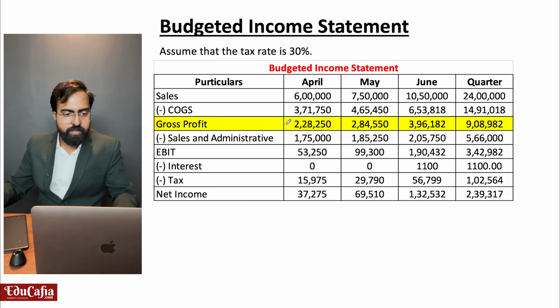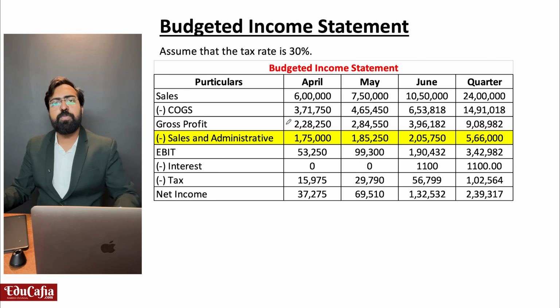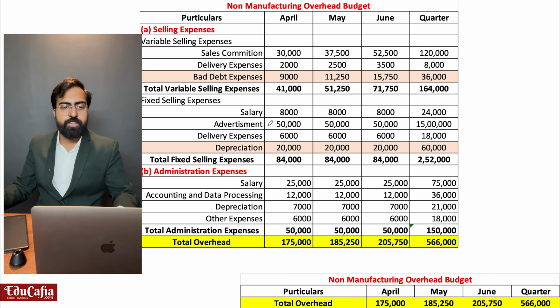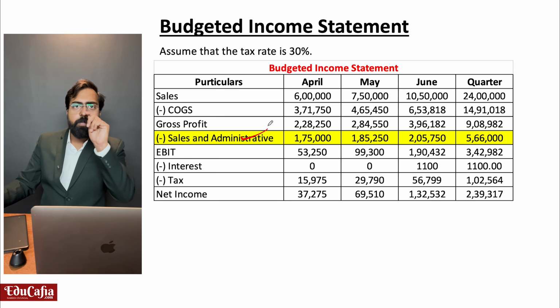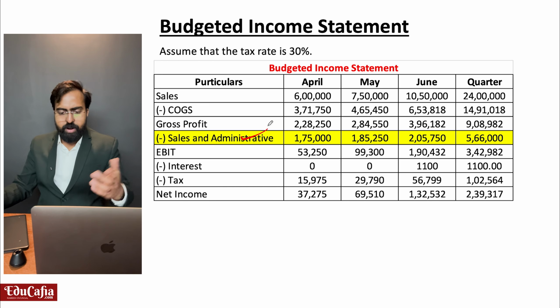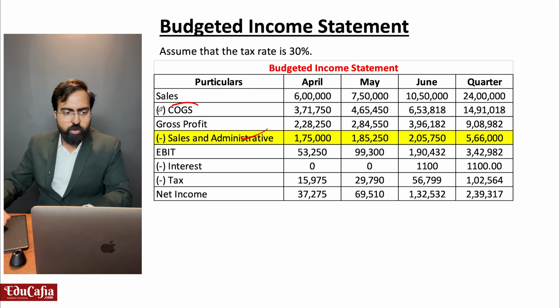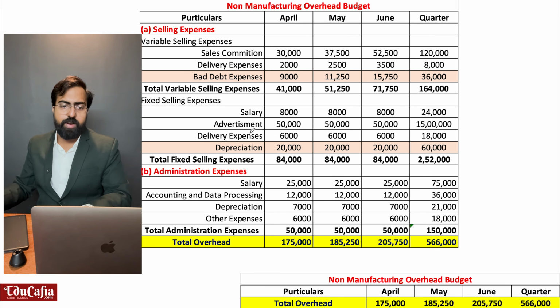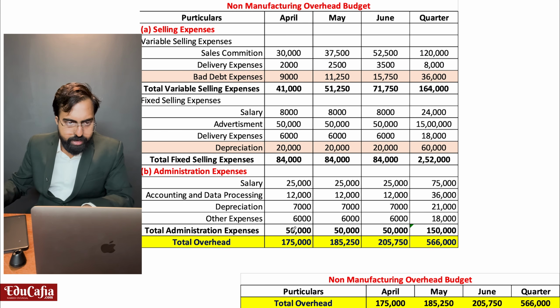Then next is sales and administrative. That is our non-manufacturing overhead. Manufacturing overhead we already considered in cost of goods sold. The sales and administrative is our non-manufacturing overhead. For this non-manufacturing overhead, the total amount for April, May and June is there.